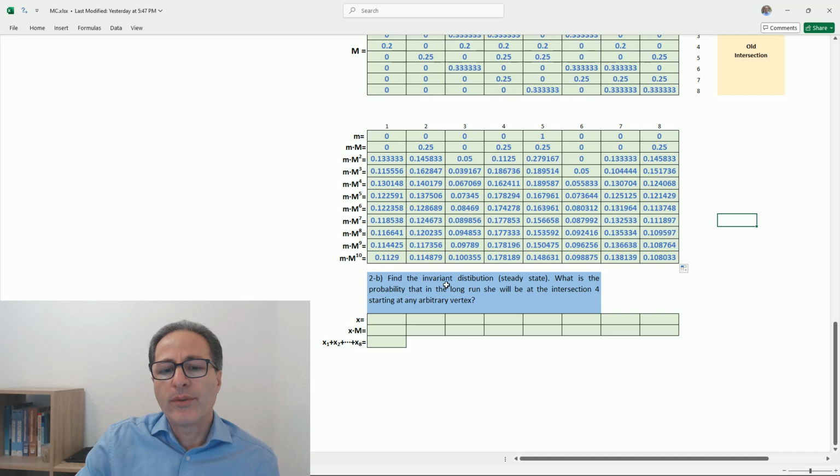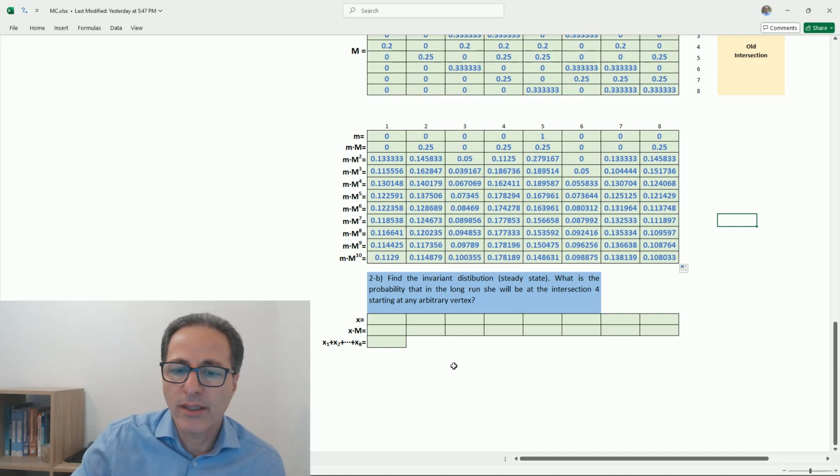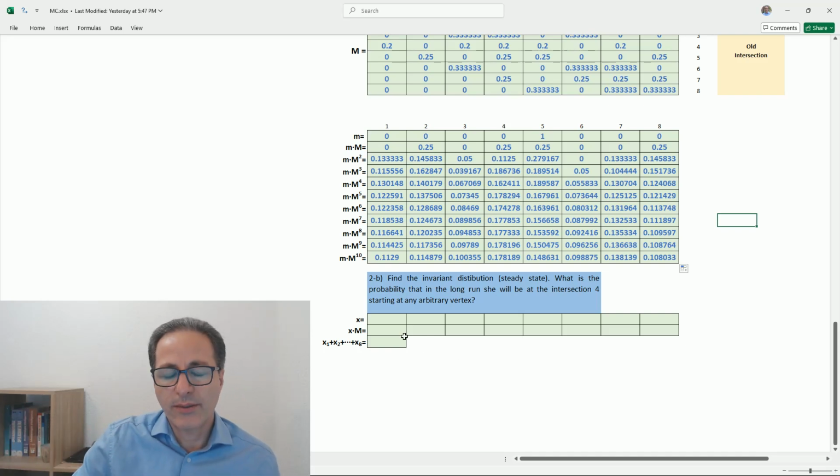And finally, we want to find the invariant distribution or steady state for this, and also the probability that in the long run she'll be at intersection 4, starting at any arbitrary vertex. But in this case, we consider that every day she starts from the last intersection that she was at the day before. Then we can study the long run, as time approaches infinity. If she follows this rule, then we can find out by what probability she will appear at what intersection.